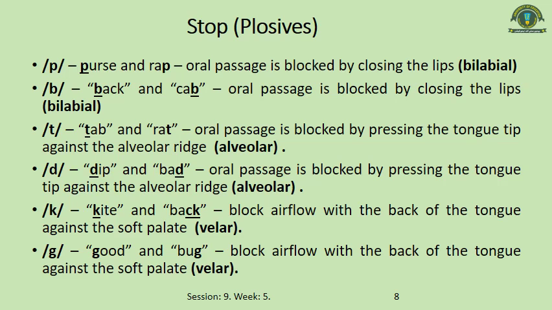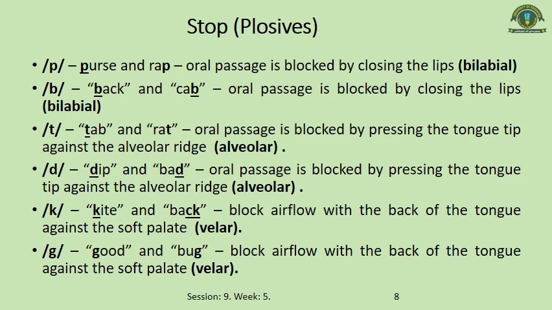Tab, rat. Now what happens when we are producing the t sound? The oral passage is blocked by pressing the tongue tip against the alveolar ridge. And that's why it is known as an alveolar sound. This is what I told you during the previous sessions. T, tap, rat. The oral passage is blocked by pressing the tongue tip against the alveolar ridge.